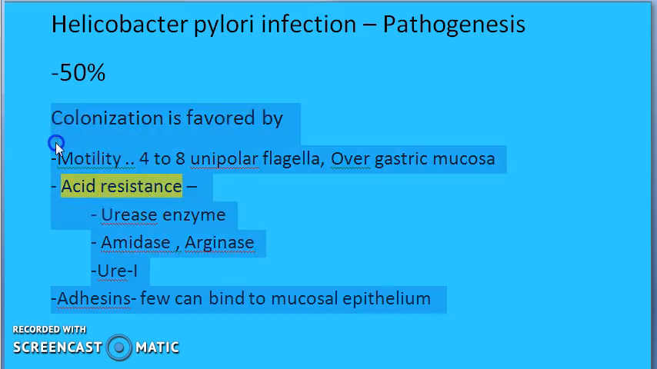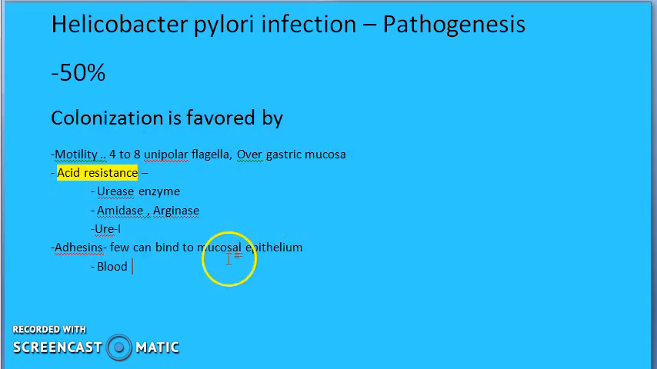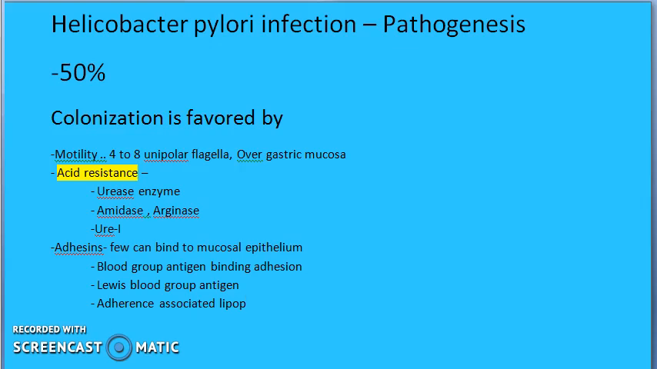So they are going to bind to the mucosal epithelium by expressing a few adhesion molecules such as blood group antigen binding adhesin, Lewis blood group antigen, some blood group type of antigens, and adherence associated lipoprotein. This is easy to remember. Because they have some adhesion proteins, they are able to even bind to the mucosal epithelium.